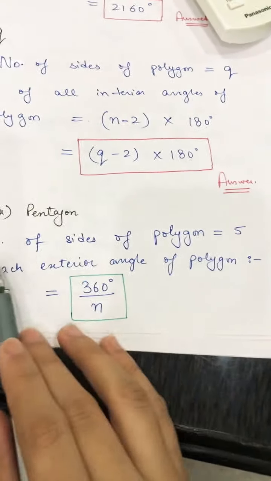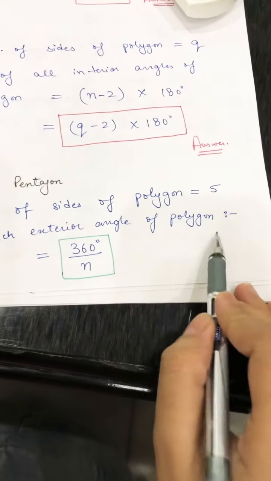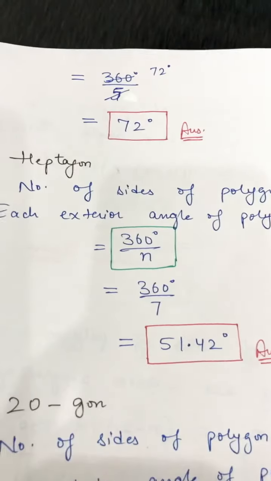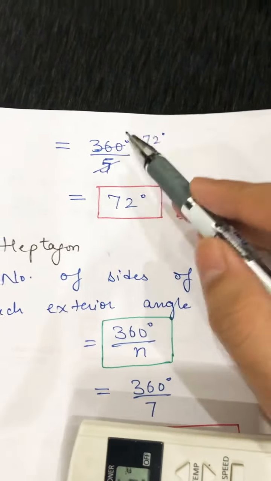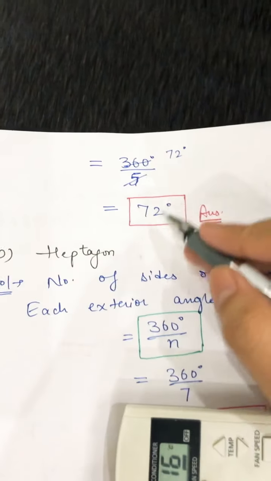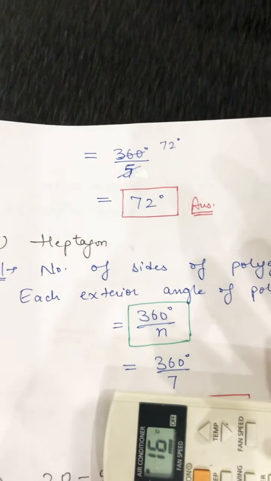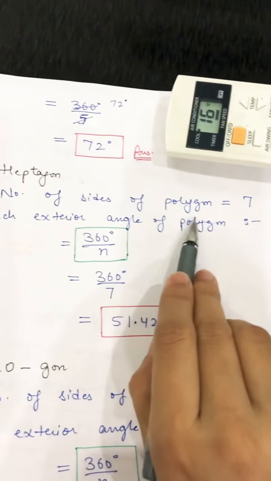That is very simple, but let's start with the A part. A part is pentagon, so it means the number of sides of the polygon is 5. The formula for each exterior angle of a polygon is 360 degrees divided by n. Now we'll put the value of n in the formula. When you put n as 5, 360 degrees divided by 5 gives 72 degrees. So this 72 degrees is your answer. That's it. In this way you have to solve all the questions. Now B part is heptagon. Number of sides of the polygon is 7.